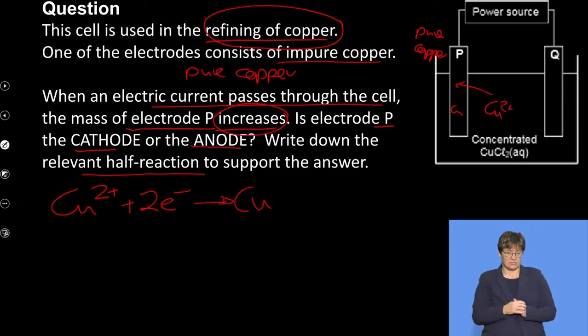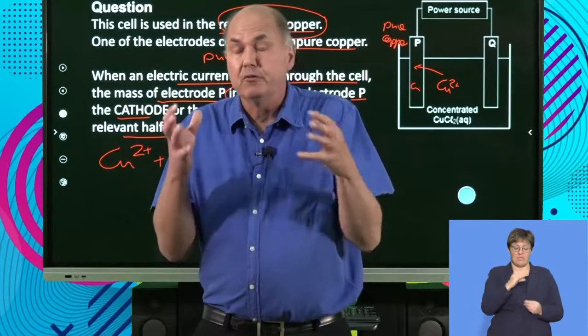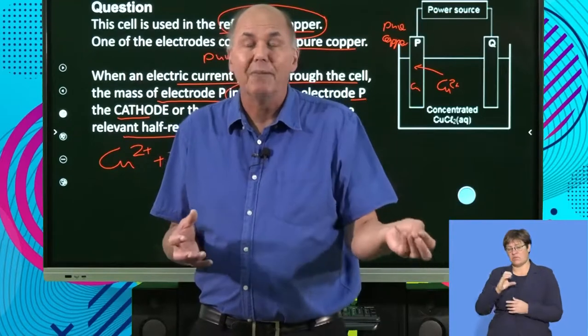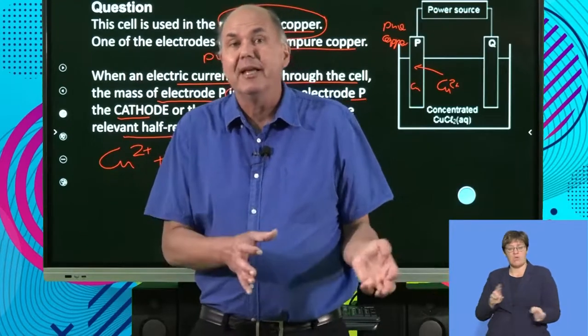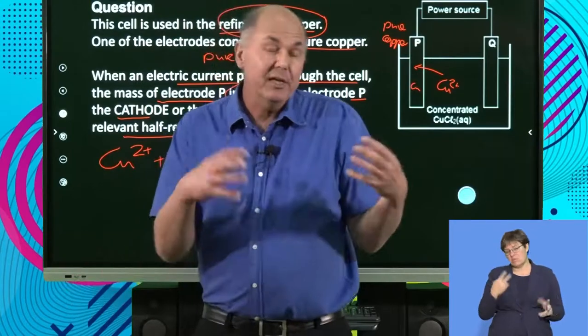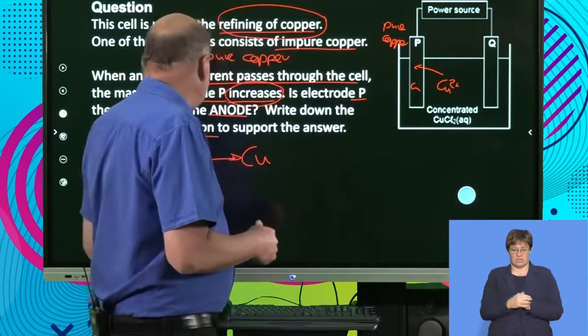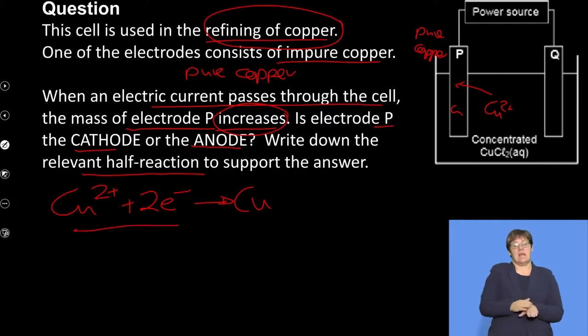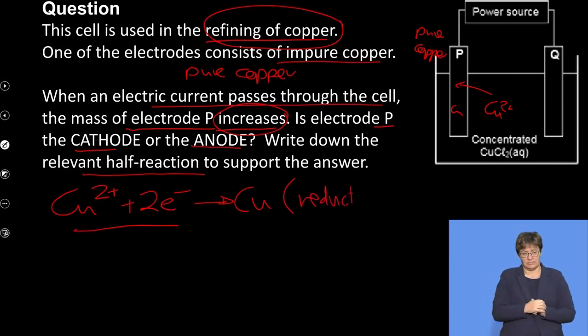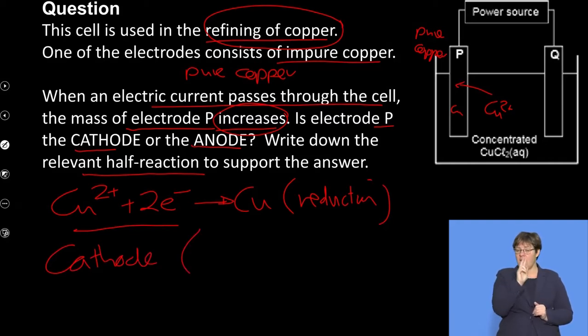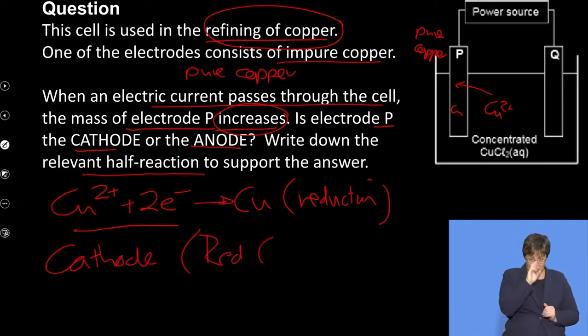Now, you could go and look that up on the standard reduction potentials, but it's not necessary. You know that you've got copper, pure copper, and you've got copper ions in solution. It can only be the reaction between copper and copper ions. So it's not difficult to see that this is the reaction. And if you look at it, it's a gain of electrons that is producing a deposit of copper. This is a reduction reaction. And reduction always takes place at the cathode, because we remember that we've got to look for the red cat.